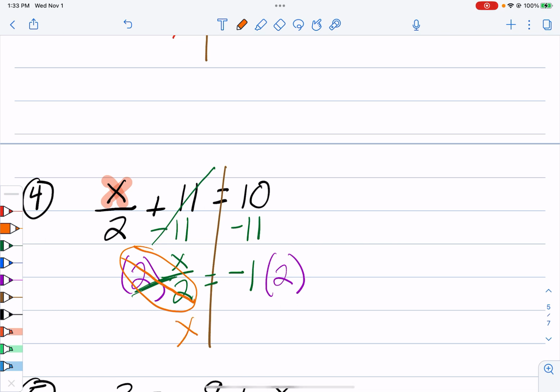So I have my x by itself right now. My x is isolated, which is a good word to know. That means that my variable is by itself. I have isolated x. And negative 1 times 2 is negative 2. So I've solved my equation.